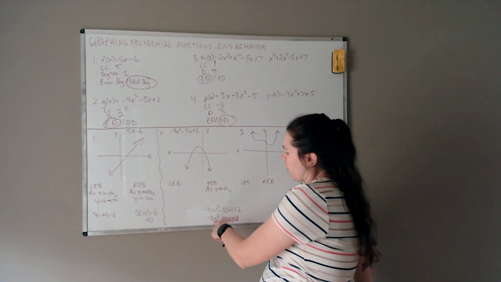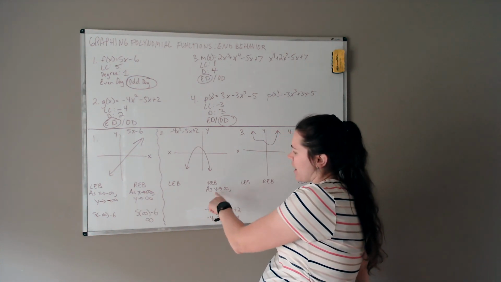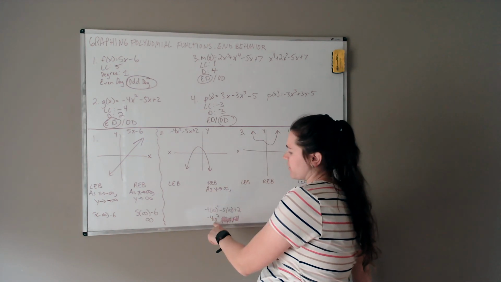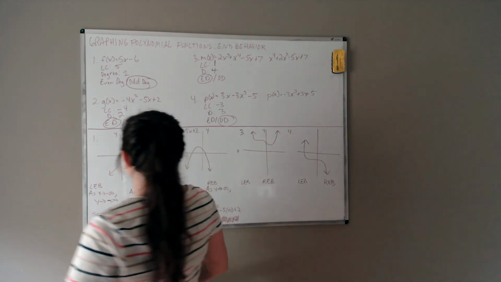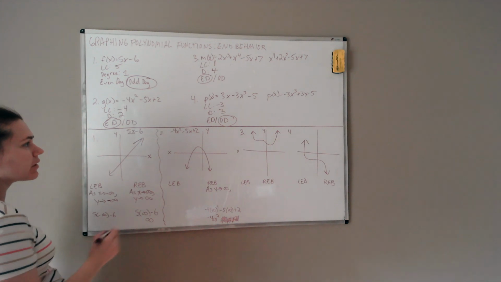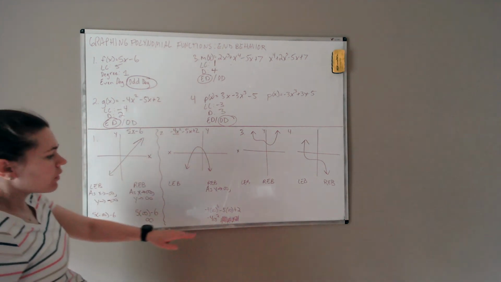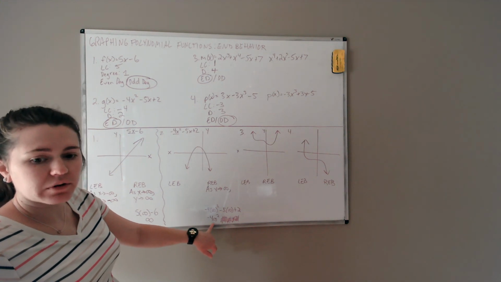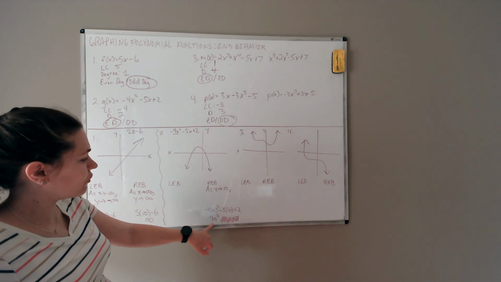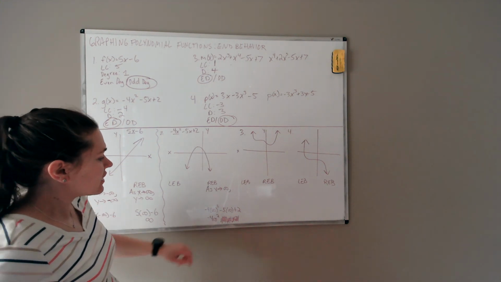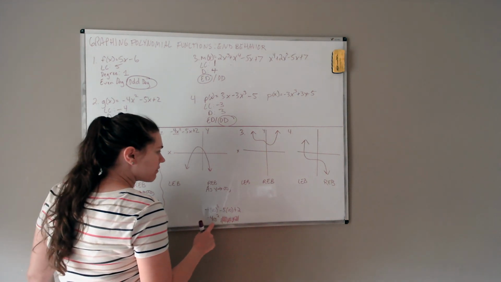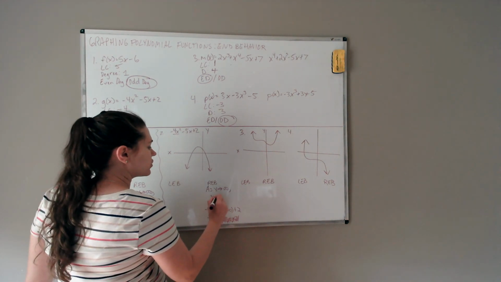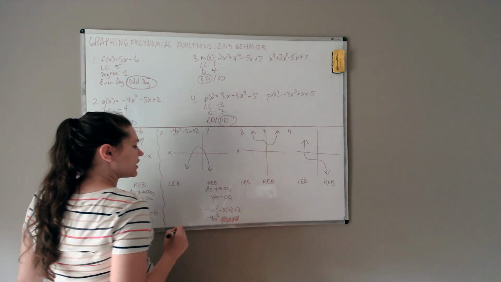So all that matters when you're talking about end behavior is the first term. Is this a really large positive number or a really large negative number? Negative 4 times infinity squared. That's a really large negative number. So y approaches negative infinity.